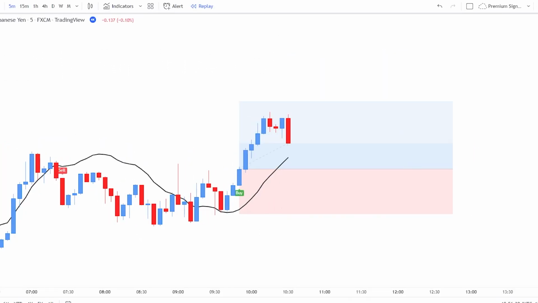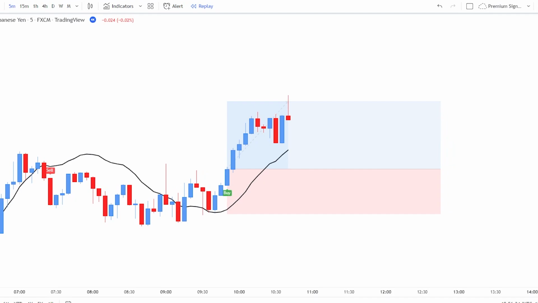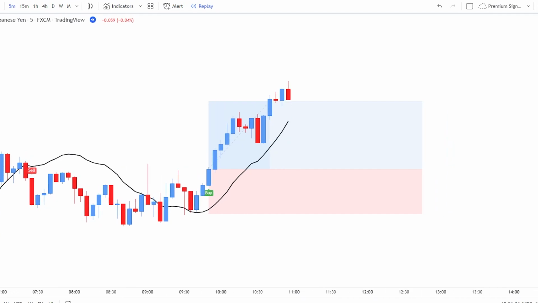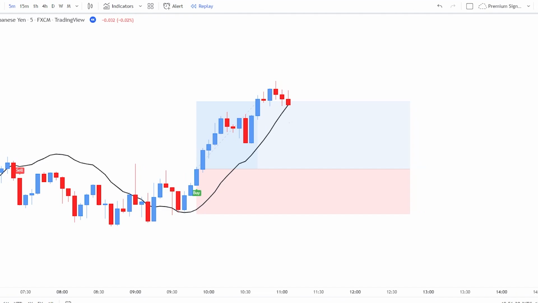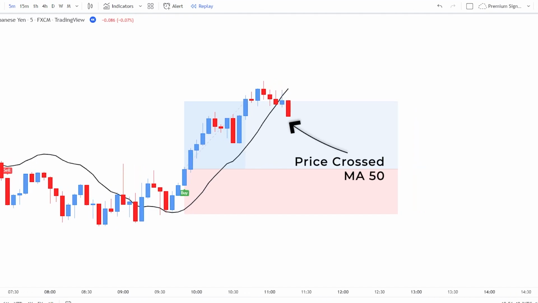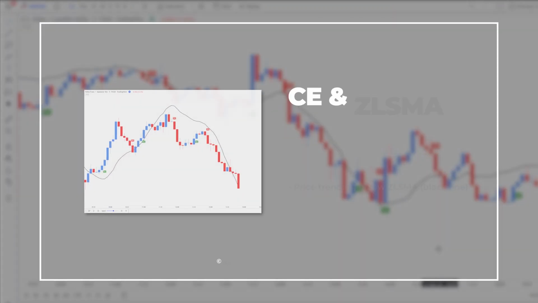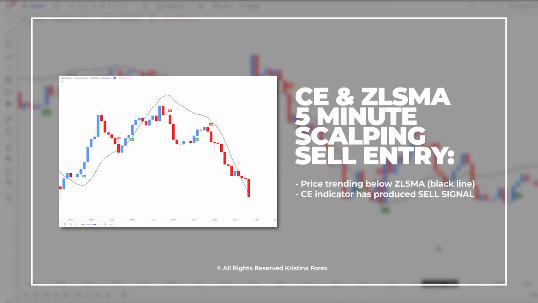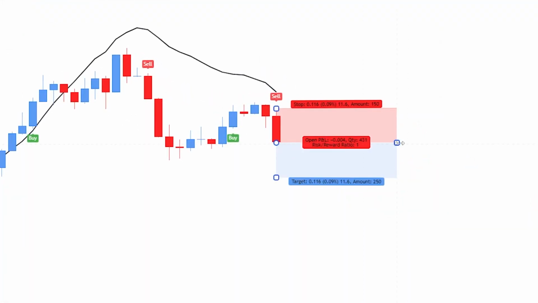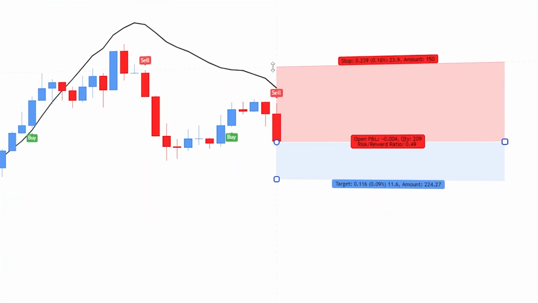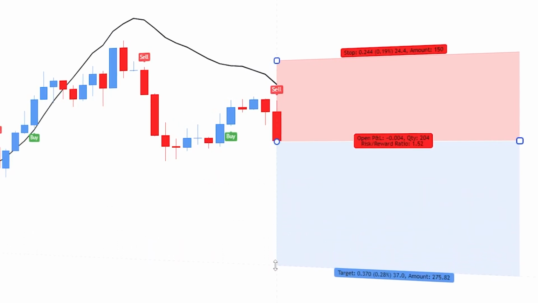A potential exit point could be the moving average line as a trigger point, so once the candlestick crosses below the moving average, you should exit your trade because it might indicate a potential shift in trend. And the opposite rules will be applied for short trades. We will only be looking to sell if the price is trending below the moving average and the CE indicator will issue a signal to sell. Then again, we will place a stop loss above the swing high and take profit at 1.5 times the risk.